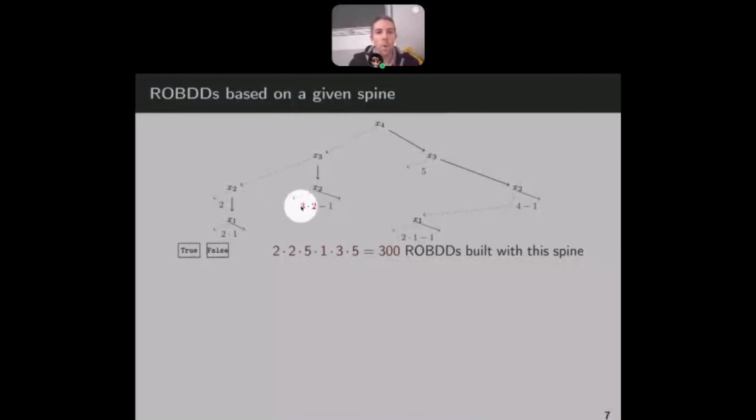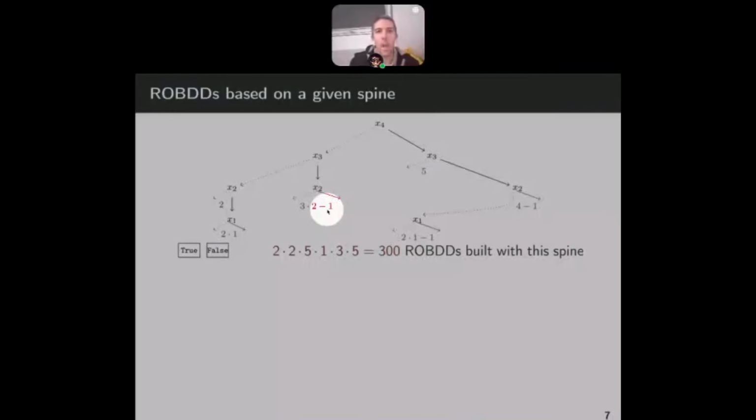So for the left pointer, I have three possibilities. For the right pointer, it remains two possibilities because I cannot point twice to the same structure. So I have 6 possibilities, but in fact, when I am visiting this node, I have already built a substructure rooted at x2, and my new x2 must be different, so I must remove one possibility, that is this one. So finally, the number of possibilities of these two red pointers here is 5.